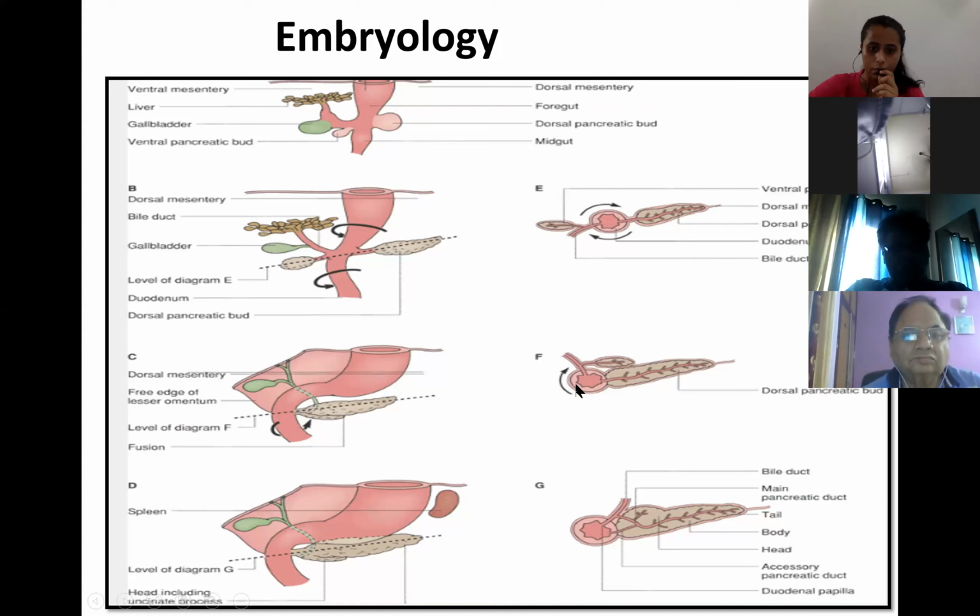So it will rotate towards the other side to fuse with the dorsal pancreatic bud, which forms in the dorsal mesentery, and it forms the pancreatic neck, body and tail later on. Like you can see here, this is the ventral, this is the dorsal, both of them are fusing and later forming one pancreas only.